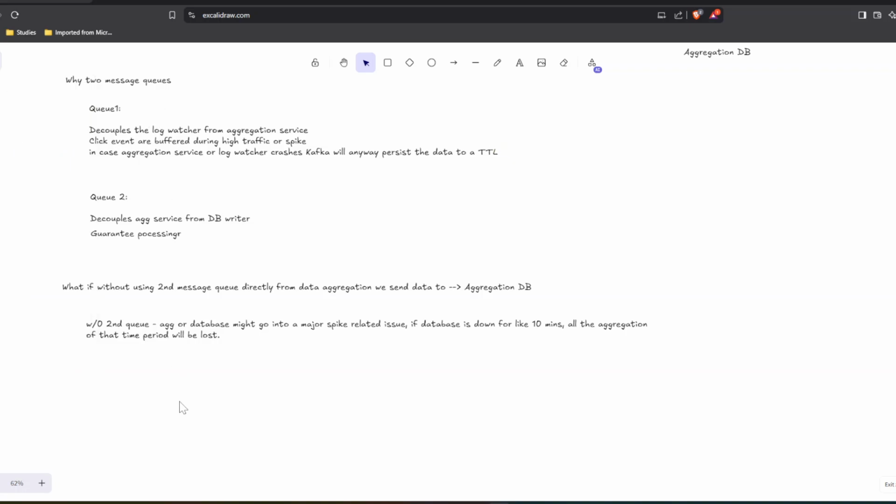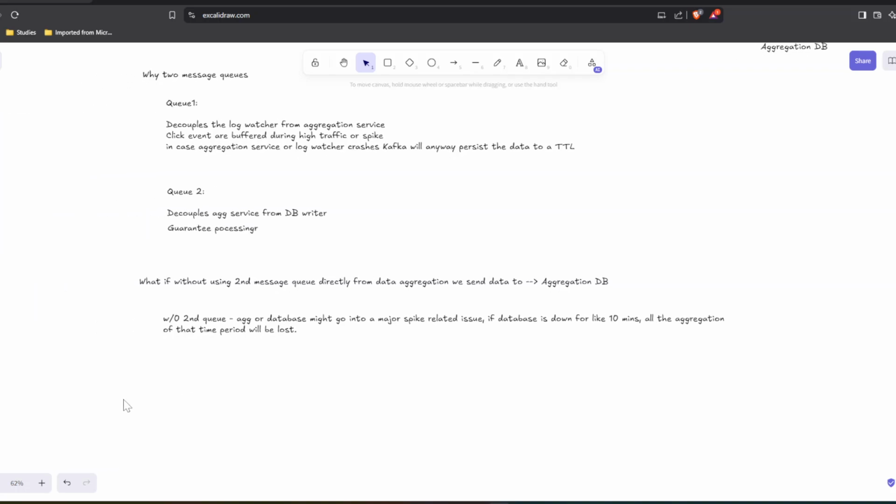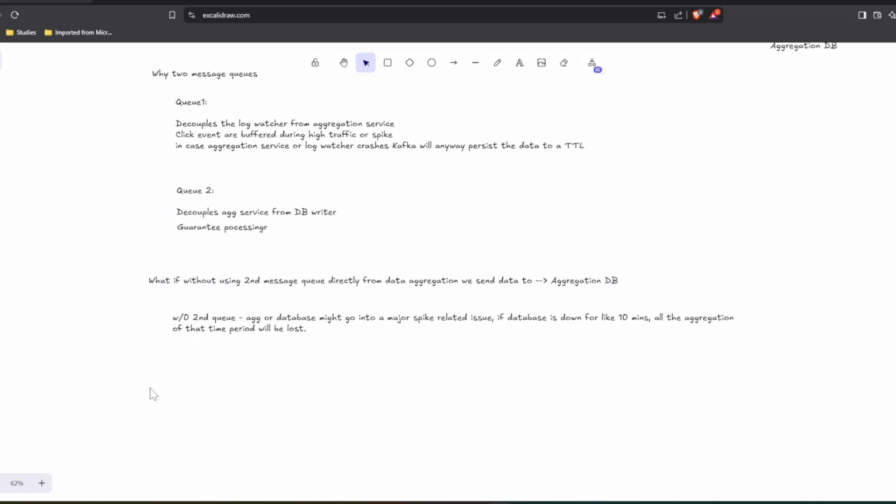Okay, so earlier we discussed our database. So the type of database that we selected, let me just get it. Okay, so let's talk about the raw data at first.